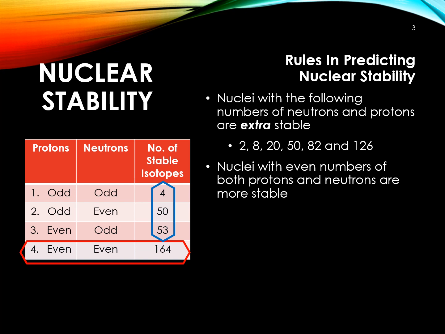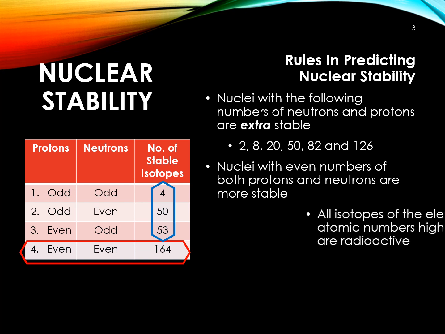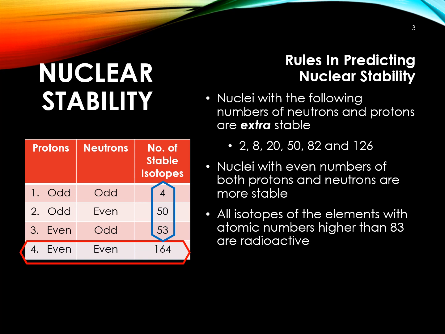As I have already said in another video, number 3, isotopes of the elements with atomic numbers higher than 83 are radioactive. And number 4, an exception to the third rule are the isotopes of technetium, Tc, and promethium, Pm. These elements, despite having atomic numbers of 43 and 61 respectively, lower than 83, are radioactive.